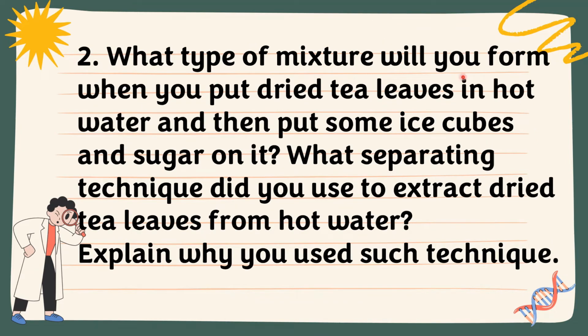Number 2, what type of mixture will you form when you put dried tea leaves in hot water and then put some ice cubes and sugar on it? What separating technique did you use to extract dried tea leaves from hot water? Explain why you use such technique. The correct answer is iced tea. Filtering, because dried tea leaves are insoluble and only hot water will pass through a filter paper, leaving dried tea leaves on it.